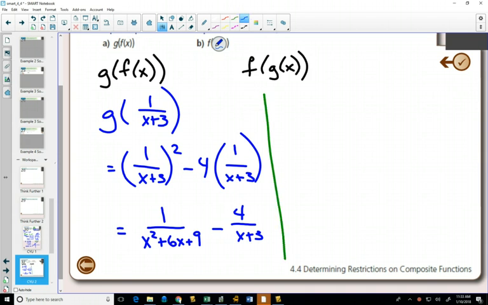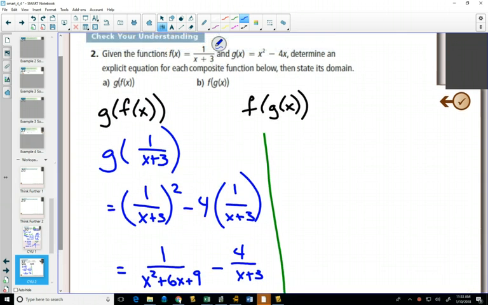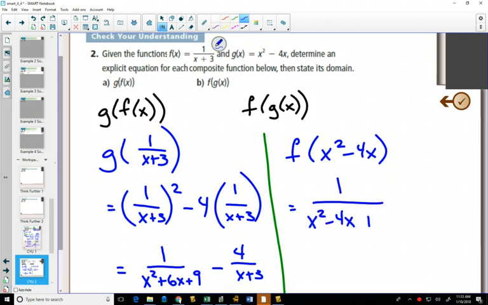For the second one, f of g of x. Well, g of x is x squared minus 4x. And f of x says whatever you put in, you do 1 over that value and add 3. So this will equal 1 over x squared minus 4x plus 3.